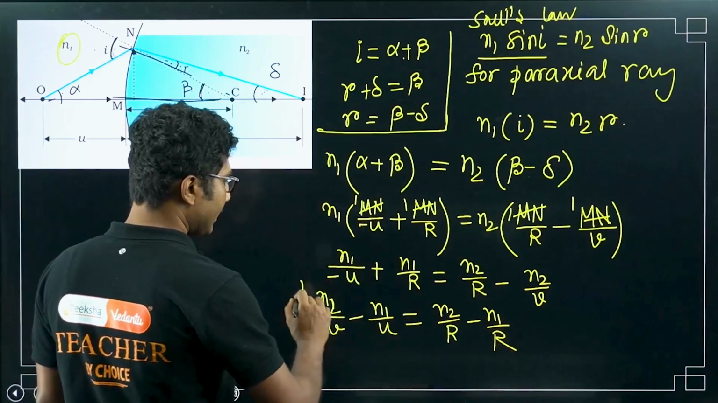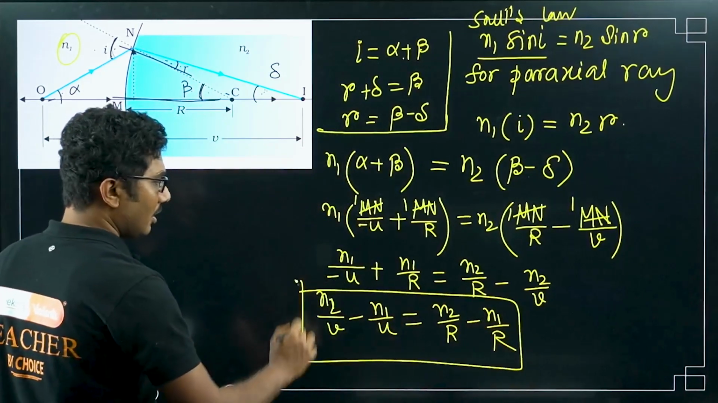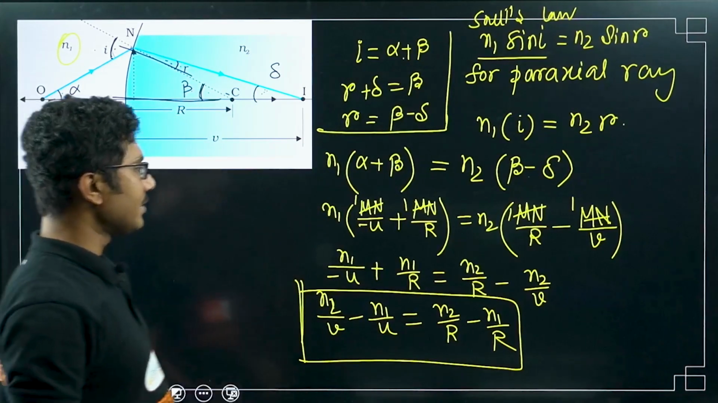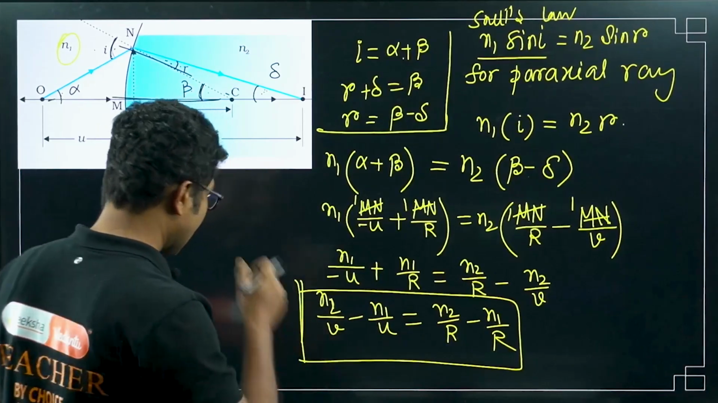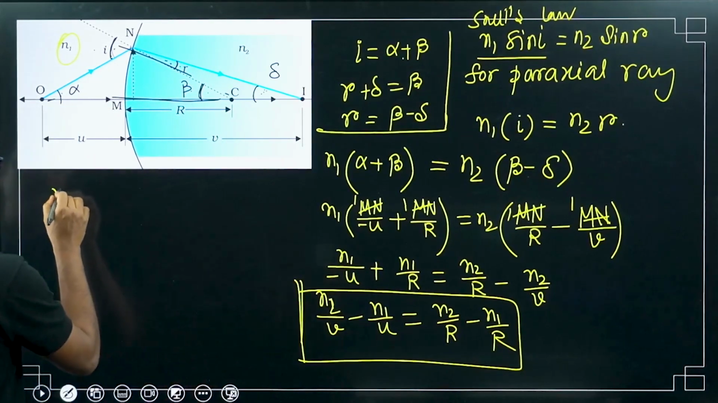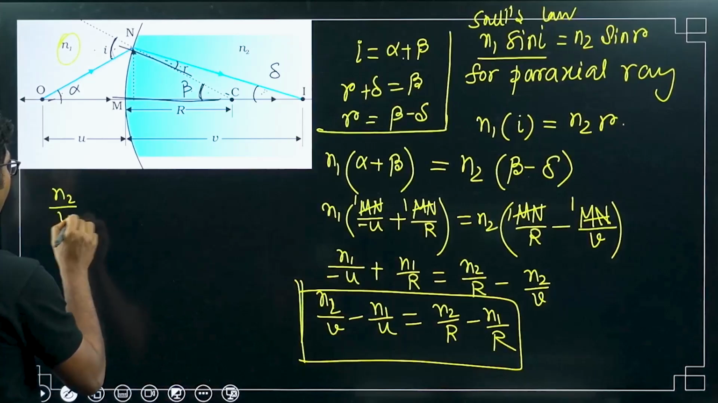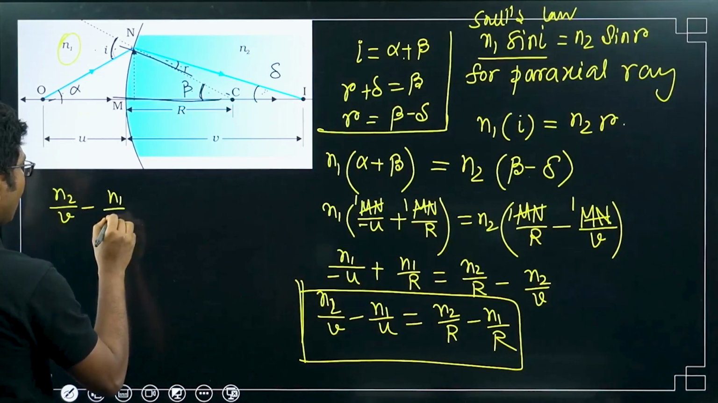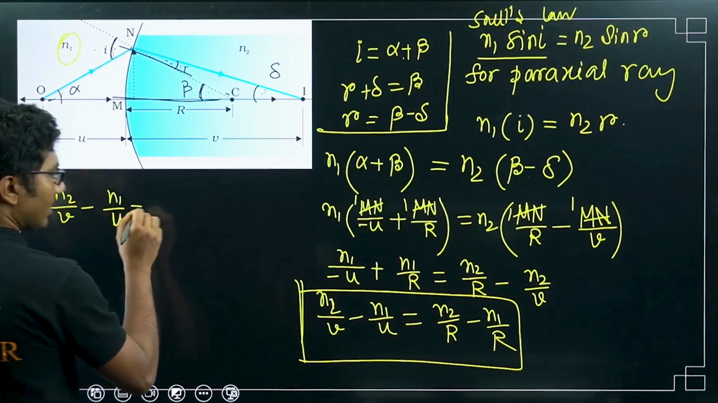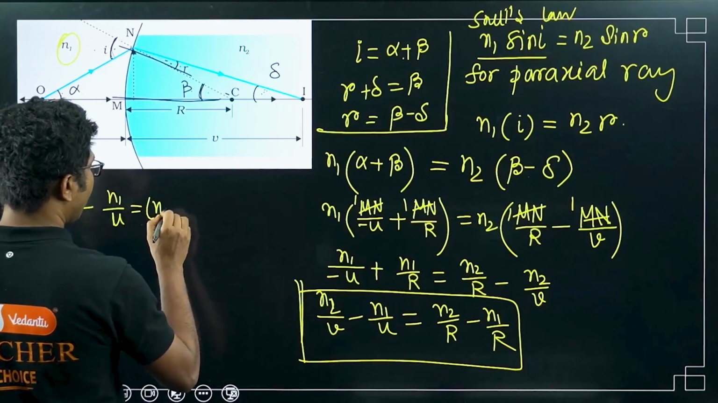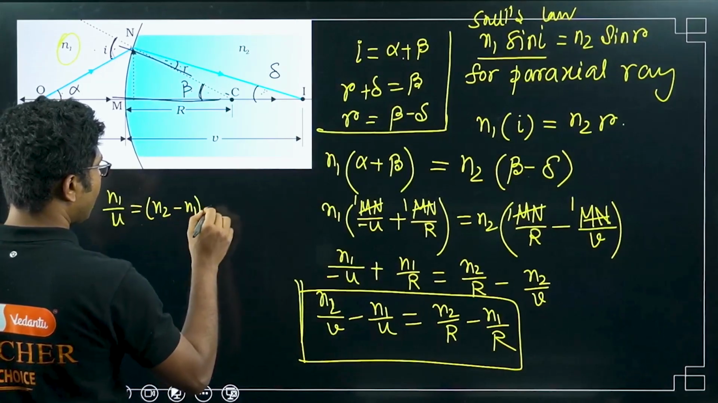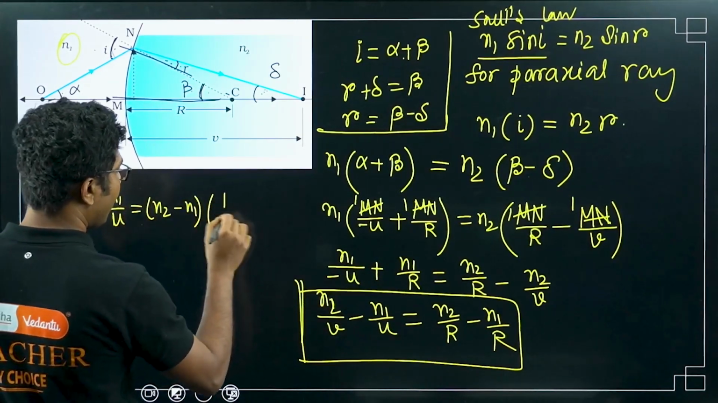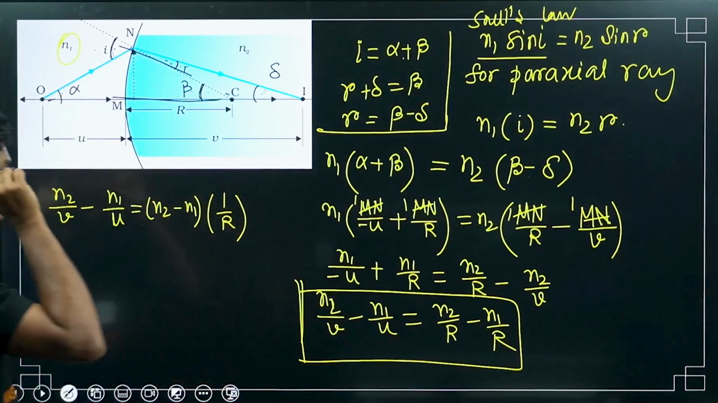Okay, so this is the formula, this is the relationship between n, v and u. Let me rephrase it a little bit. N2 by v minus N1 by u equals N2 minus N1 by 1 by r. This is a simpler formula.